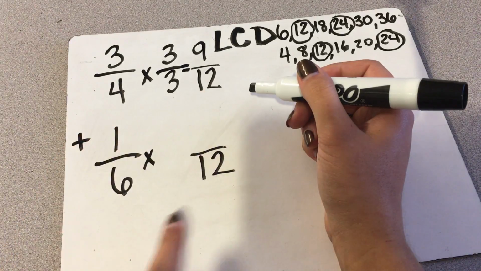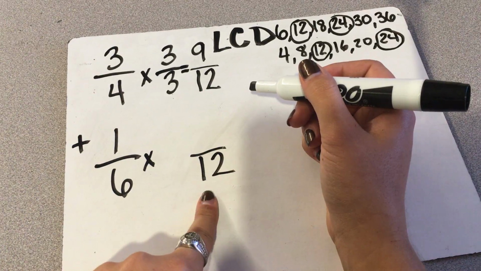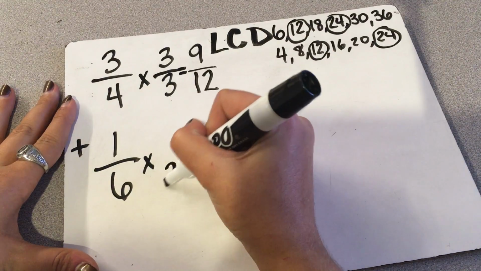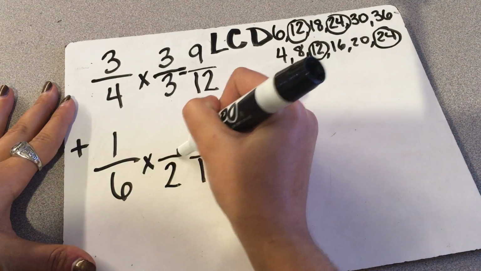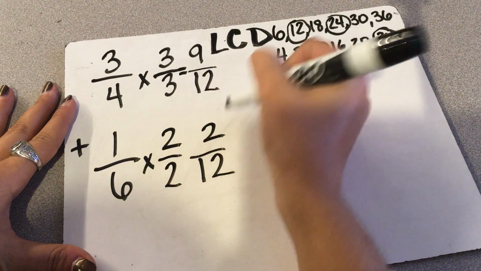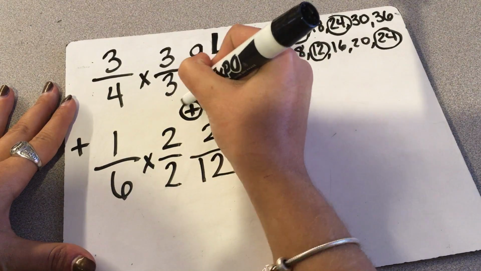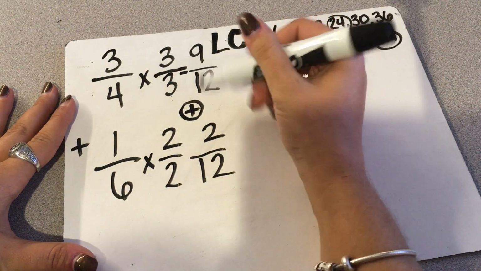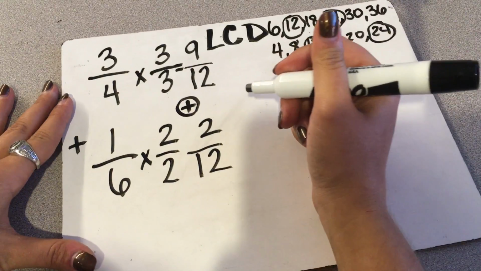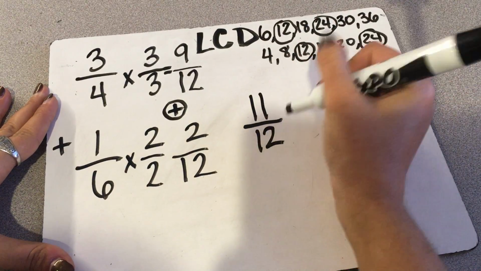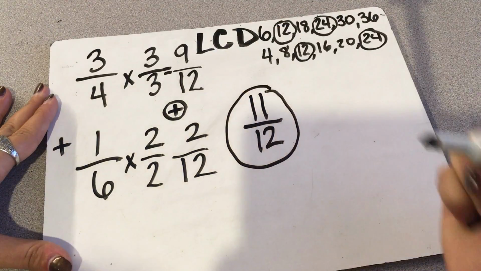Now I just have one more step before I can add, is I need to get a common denominator for 1/6. To get 6 to 12, I know I multiply by 2. What I do to the denominator, I do to the numerator. 1 times 2 is 2. I can add these two together now because they have common denominators of 12. So I know 9 plus 2 is 11/12ths. And I know I can't simplify, so that is my answer.